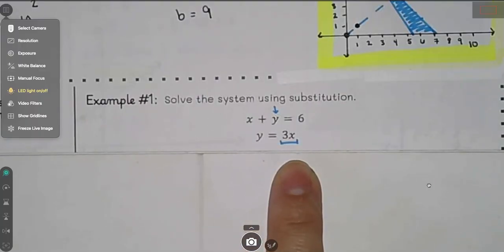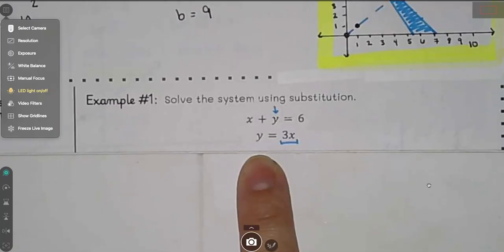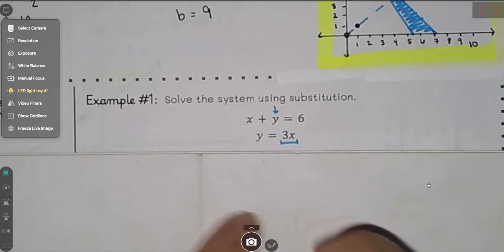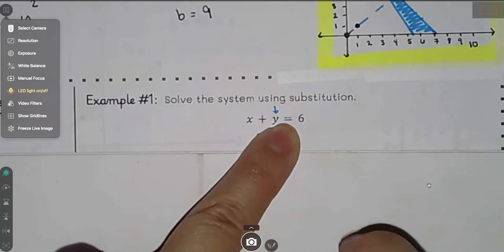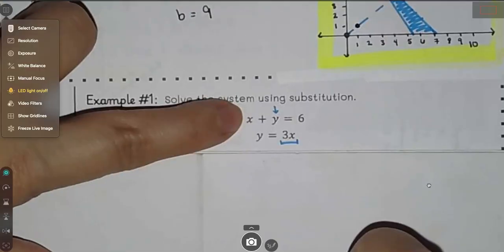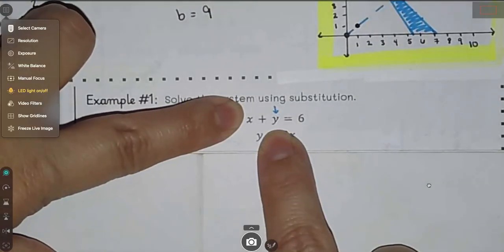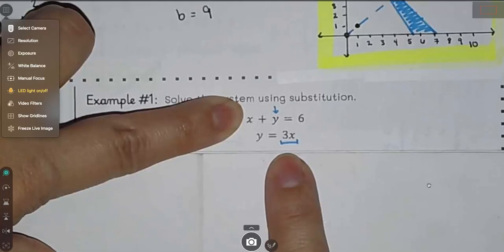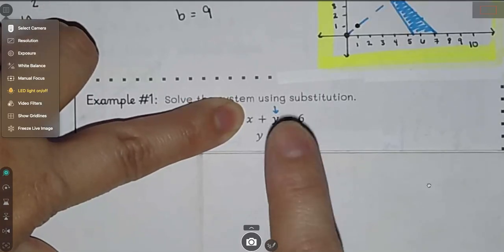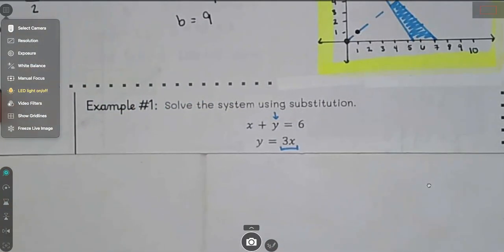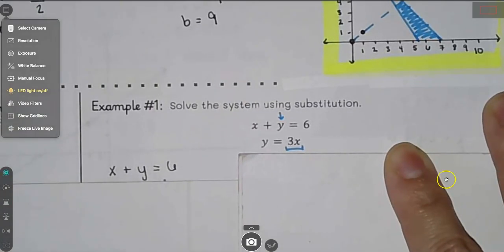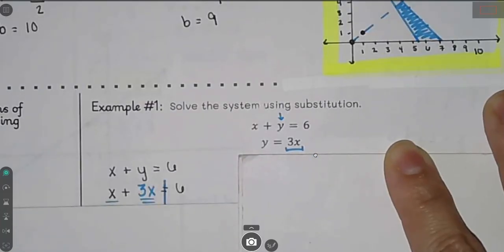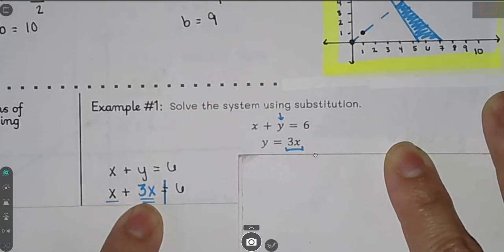What you want to do is isolate one of your variables. In this case, that's already done. We know that y equals 3x. Then you're going to take this and plug it in for y in the other equation. So I'm going to rewrite this equation, but instead of y, I'm going to write the thing that y equals. In this case, that's 3x. So here's x plus y equals 6. I'm going to replace y with 3x, so now I have x plus 3x equals 6.